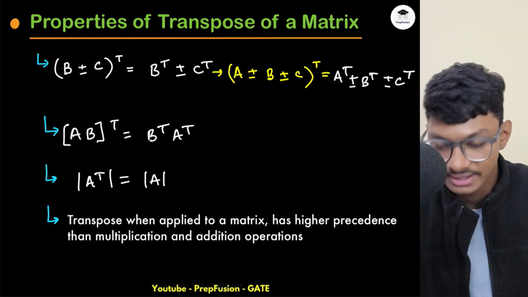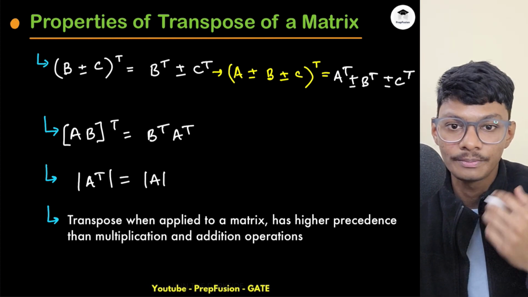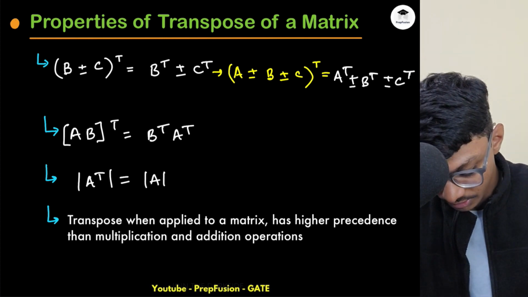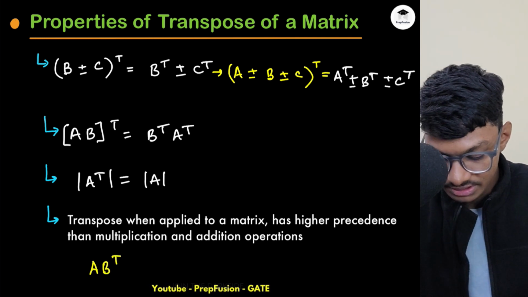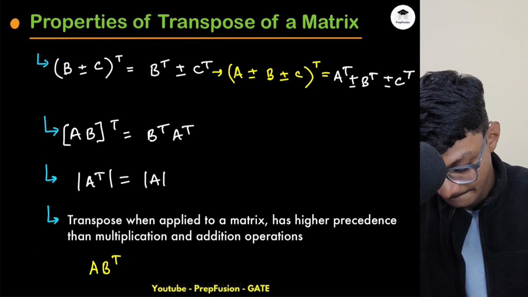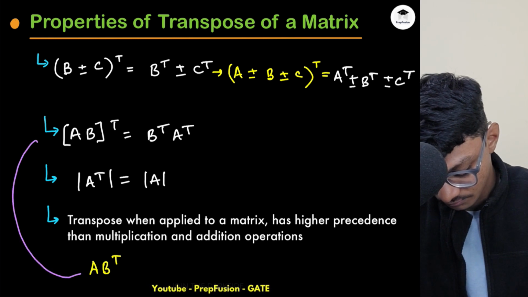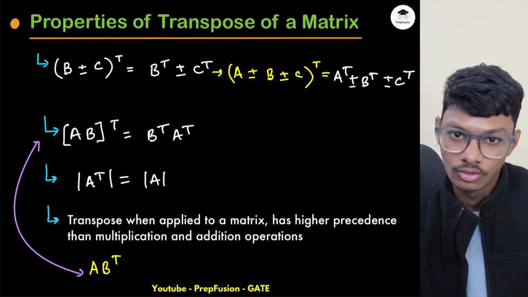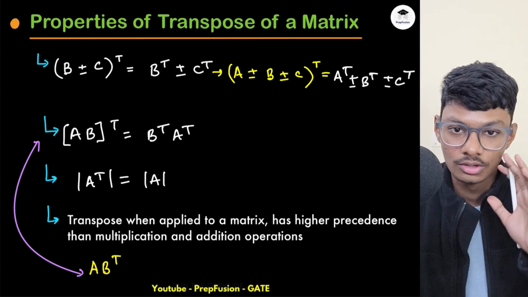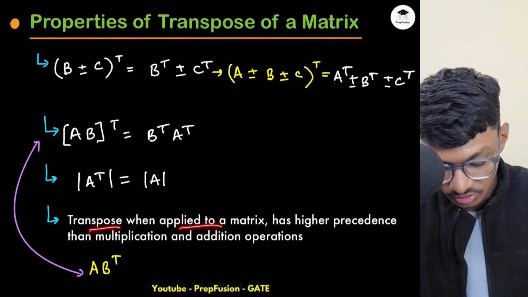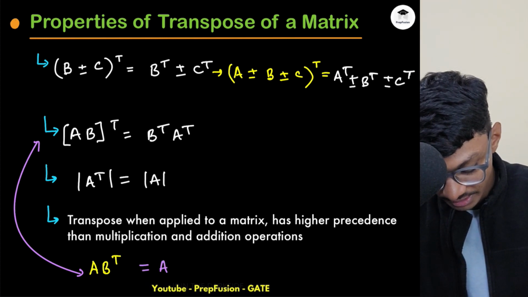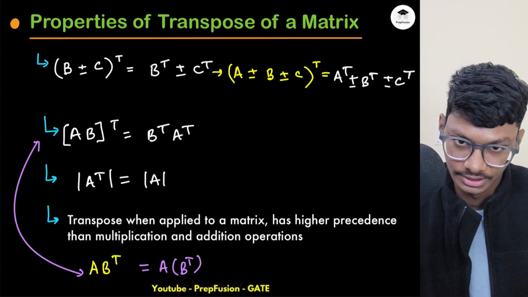So what does this mean? Basically it is talking about the precedence, the priority, which one has higher priority. Let's say I have an operation that I'm doing, AB transpose. What does this mean? Do these two mean the same? They are not the same. Why? Because if transpose is applied, we won't consider multiplication first, we will do the transpose operation first, because transpose when applied to a matrix has higher precedence. So this is the rule that we follow. Basically first we'll take the transpose of this B matrix, then we'll do the multiplication.